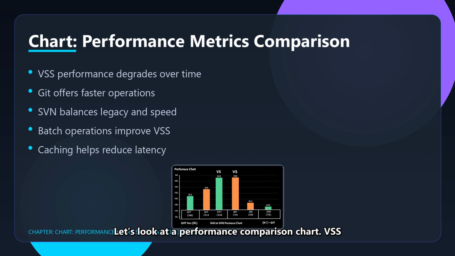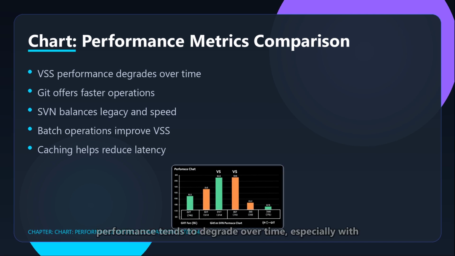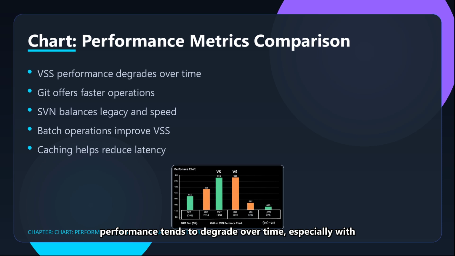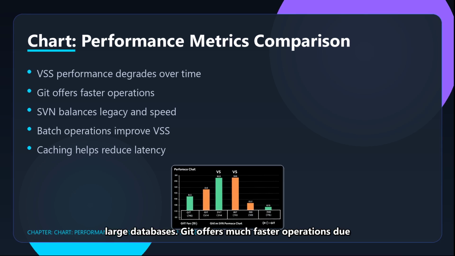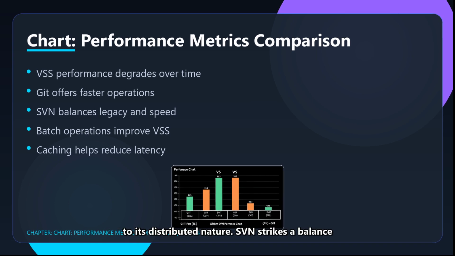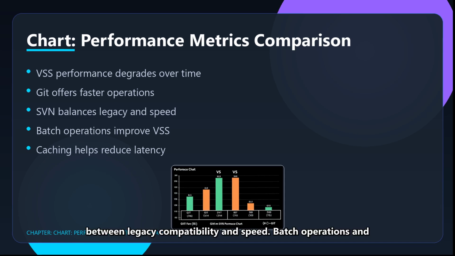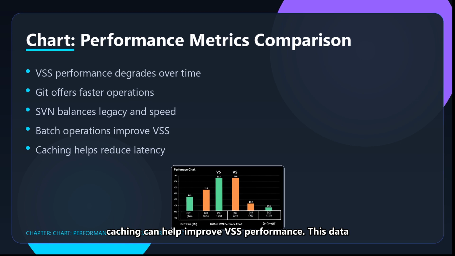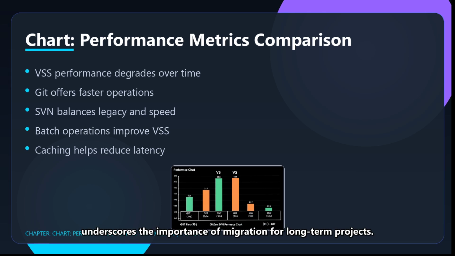Let's look at a performance comparison chart. VSS performance tends to degrade over time, especially with large databases. Git offers much faster operations due to its distributed nature. SVN strikes a balance between legacy compatibility and speed. Batch operations and caching can help improve VSS performance. This data underscores the importance of migration for long-term projects.